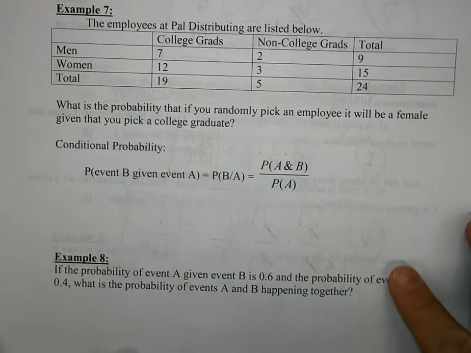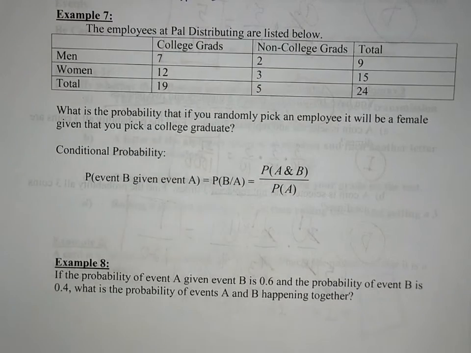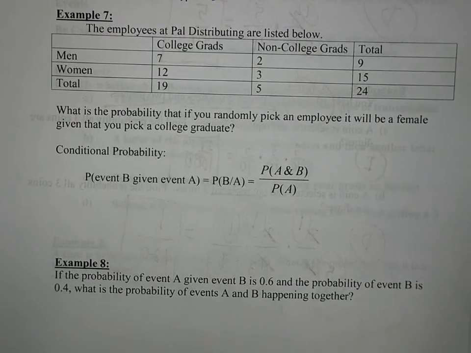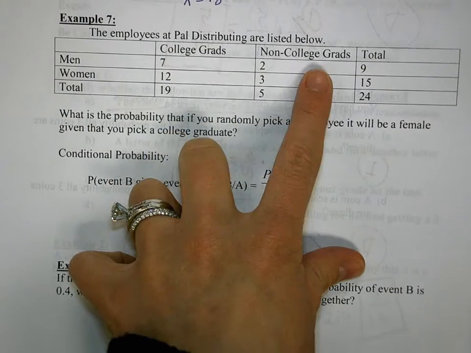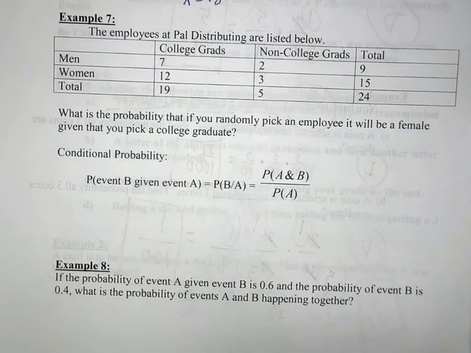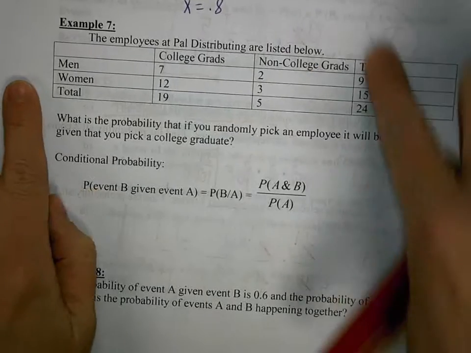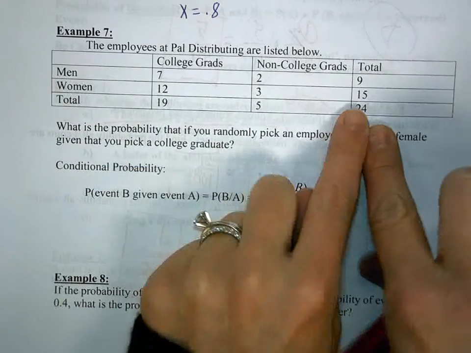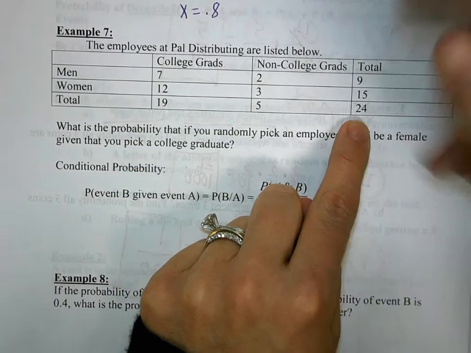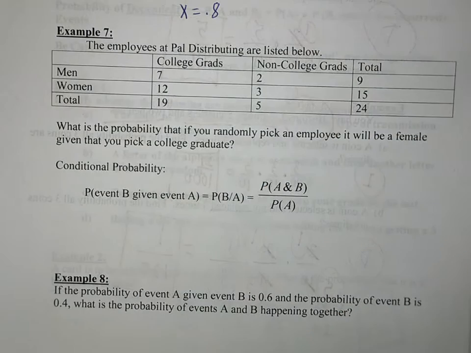All right, example 7. The employees at PAL Distributing are listed below. So at this place of work, there's men and women, and there's college grads and non-college grads. Do you guys see how all those columns work? Also at each of the bottoms they have the totals. So if you add all of the college grads and non-college grads together, there's 24 of them, and if you add all the men and women together, there's also 24, right? Those numbers should be the same.